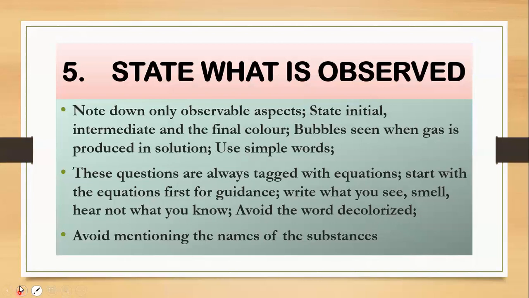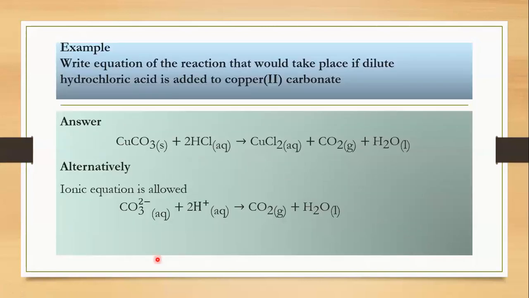In this example, on our previous screen, we have an example whereby the learner is asked to write an equation for the reaction between copper 2 carbonate and dilute hydrochloric acid. They have not specified which kind of equation you should write. So writing a molecular equation, which is at the top of our answer, is okay. Also writing an ionic equation, which is down, is okay. Any of them will score you your 1.5 marks. But if the question was to write an ionic equation, then only the lower equation would be correct.